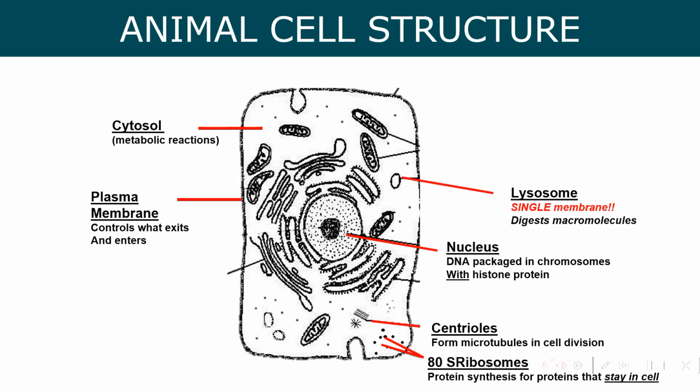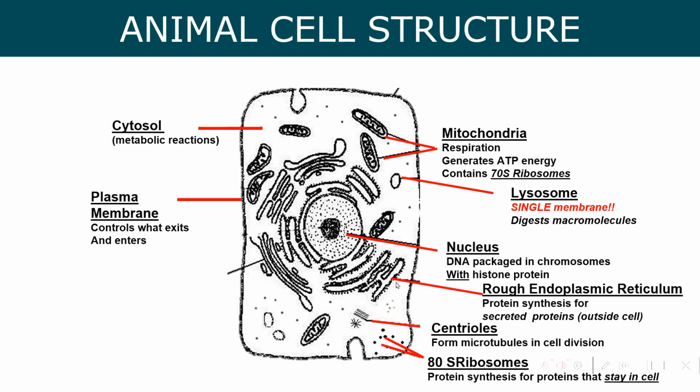Directly attached to that is the rough endoplasmic reticulum. And then you also have the presence of mitochondria, the site of respiration in the animal cells. And then after the rough ER, a distance away from it, you have the Golgi, which is capturing those vesicles that are sent over from the rough ER for those proteins that are being secreted. And don't forget about your 80S ribosomes.